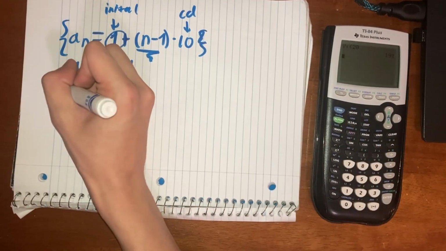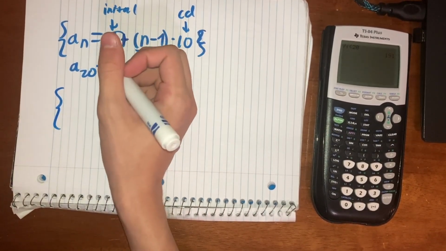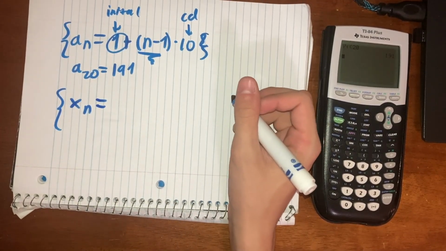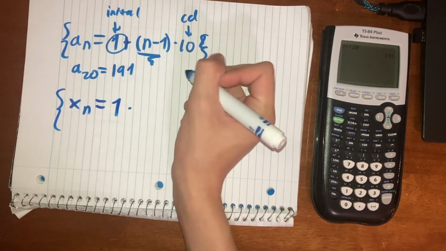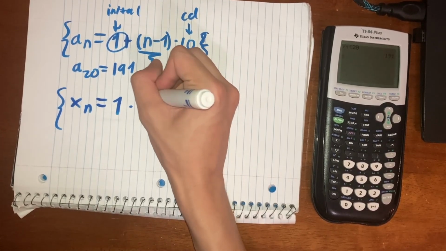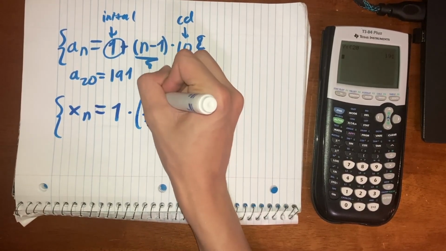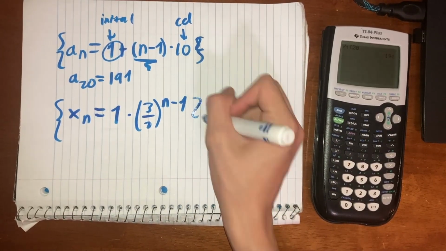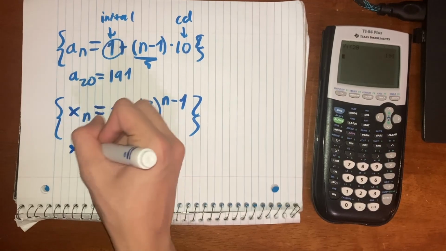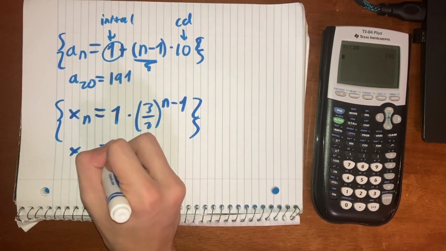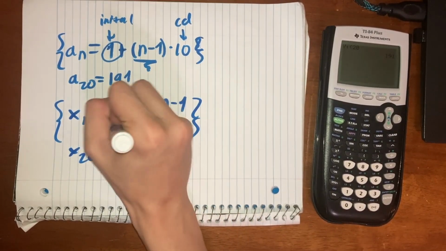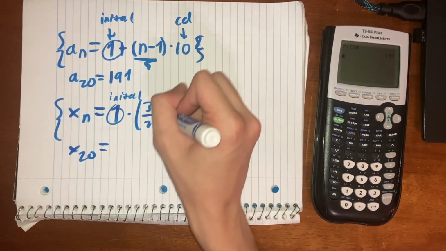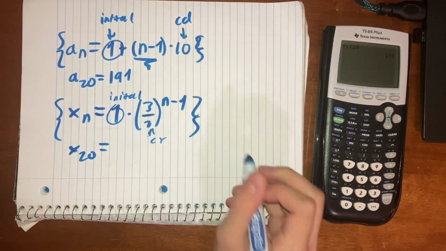The other sequence we need to find is x n, which equals 1 times 3/2 to the power of n minus 1. And we want the 20th term. So once again, this is going to be our initial term, and this here is our common ratio.